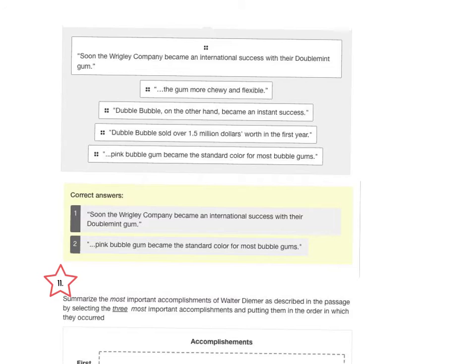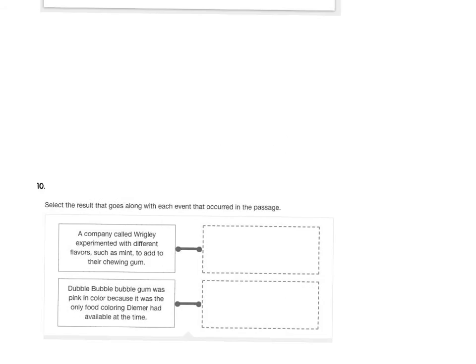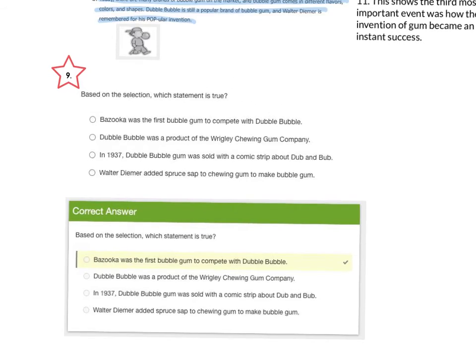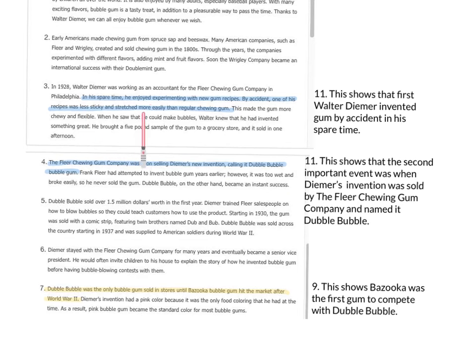I'm noticing in paragraph 3, the author says in his spare time he enjoyed experimenting with new gum recipes. By accident, one of his recipes was less sticky and stretched more easily than other chewing gum. I'm going to highlight this in paragraph 3, and you can see I've already done that because this is where it tells me he created it by accident. Now, after I highlight it, I'm going to add a text box right beside it with the question number, which was question 11, and what my highlight shows in my own words. This shows that first, Walter Deemer invented gum by accident in his spare time.